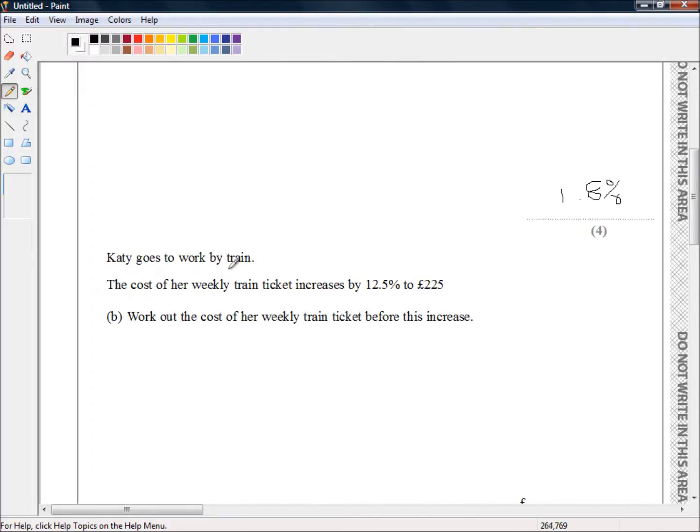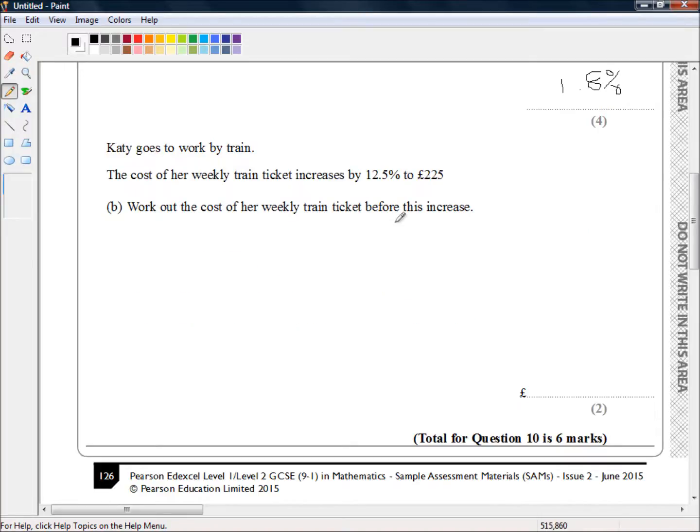Okay, so Katie goes to work by train. The cost of her weekly train ticket increases by 12.5% to £225. Work out the cost of a weekly train ticket before this increase. Okay, so we can say that the original amount that she had to pay for her ticket was X. And so X plus 12.5%, or 12.5 over 100 times X, is equal to £225.